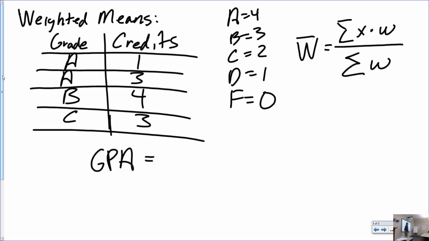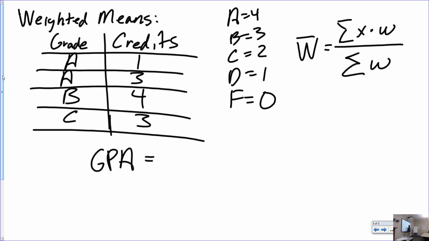Grades are your X's, your credits are your weights, because the credit is how strong the grade really is, right? Because if you're spending 4 hours a week taking a particular class, that letter should be worth more than if you're spending 3 hours a week, and hence the weighting of the particular grade. So in this case, how would we calculate our GPA?